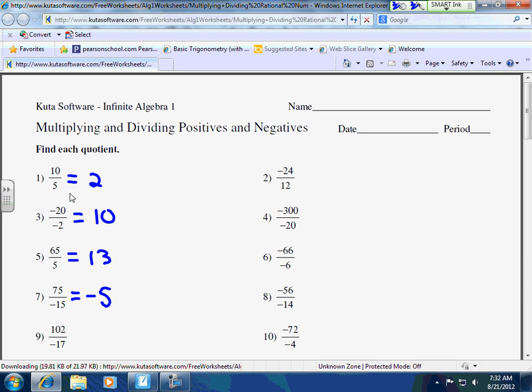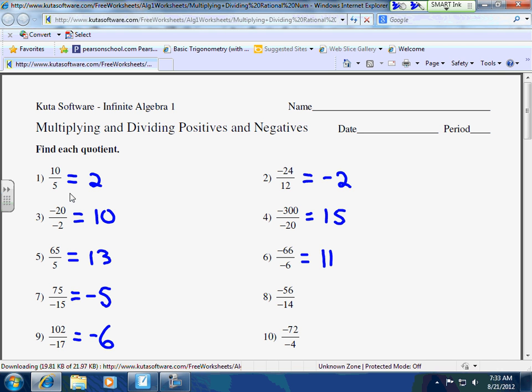We've got 102 divided by negative 17. When we're talking about a positive divided by a negative, we're talking a negative answer. Positive divided by a negative is a negative. So 102 divided by negative 17 is going to equal negative 6. Negative 24 divided by 12 is going to be negative 2. Negative 300 divided by negative 20 is going to be positive 15. Negative 66 divided by negative 6 is going to be positive 11.